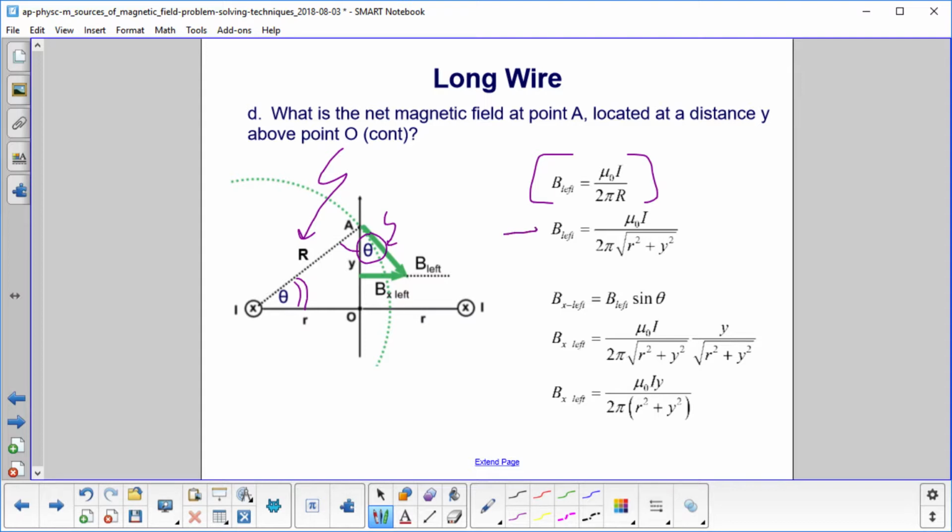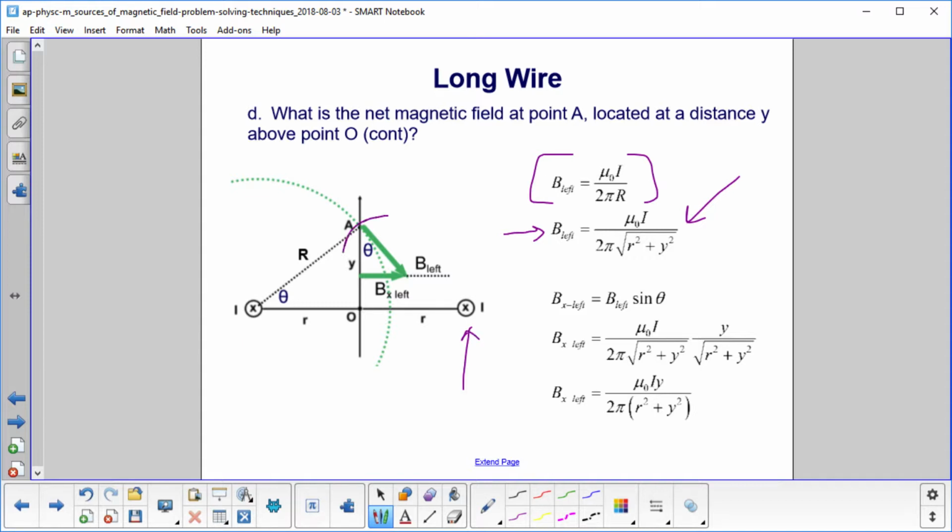We have B left is mu0I over 2 pi capital R. Now what is capital R? Well, we just use Pythagoras. That's the square root of r squared plus y squared. And now it's time to get rid of some of this. Okay, so that's what we have here. Now we're just interested in finding the x component of that because the y component will cancel out with the y component of this wire.